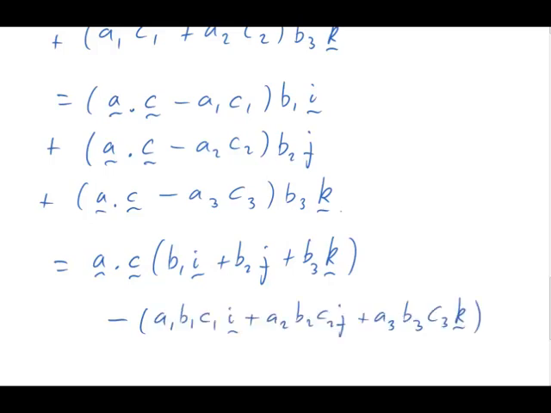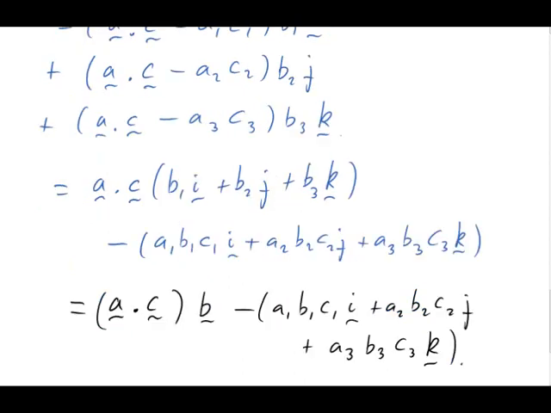And now, finally, in the next stage, I'm halfway to having a nice expression for my vector cross triple product. Because look at the first term. The thing in brackets is now just the vector b. So I have the dot product a dot c times the vector b. Now I'm going to turn my attention to the red terms. Can you guess what's going to happen? Well, I'll give you a sneaky preview.